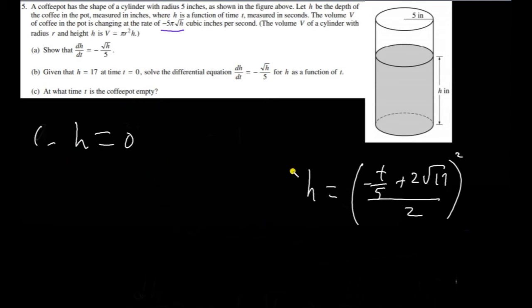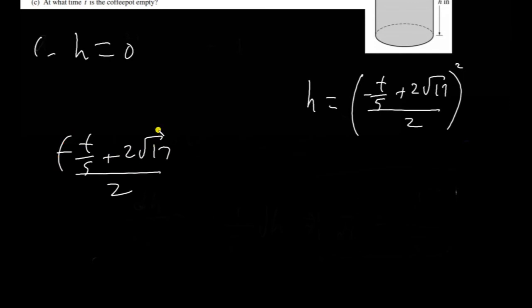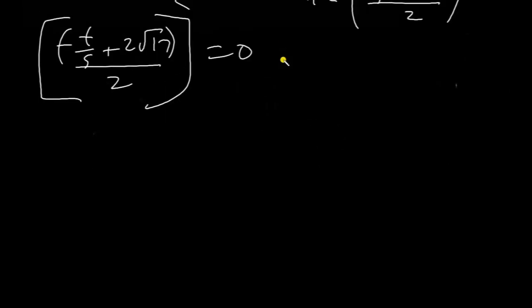So we know that this is the expression for height and time. So if we want to figure out the time where h is equal to 0, I can just replace this h with 0 and solve this for t, right? So we'll get that the whole negative t over 5 plus all this fun stuff squared equals 0, right? So let's see, I'll take the square root of both sides and multiply by 2 to get rid of those extra things. So that'll give me negative t over 5 plus 2 square root of 17 equals 0.